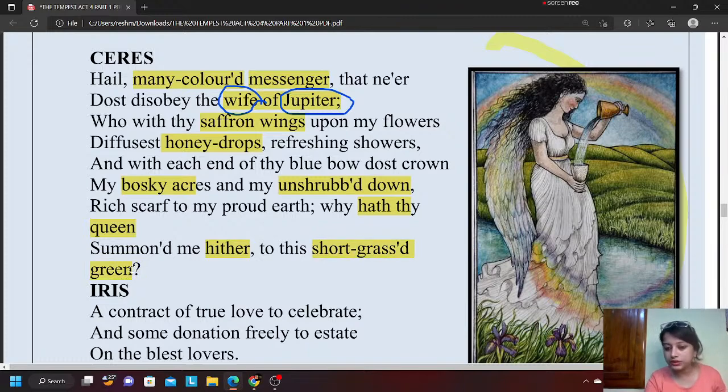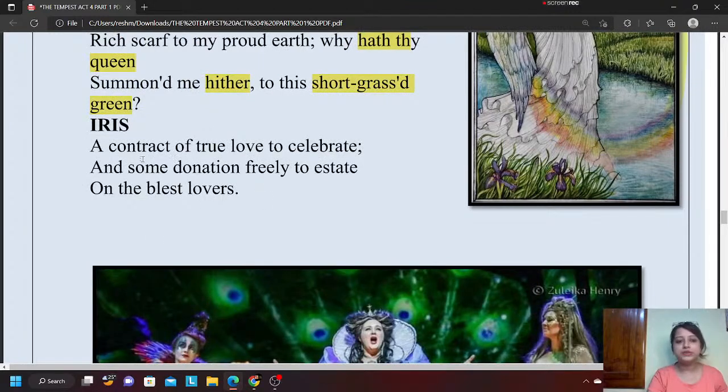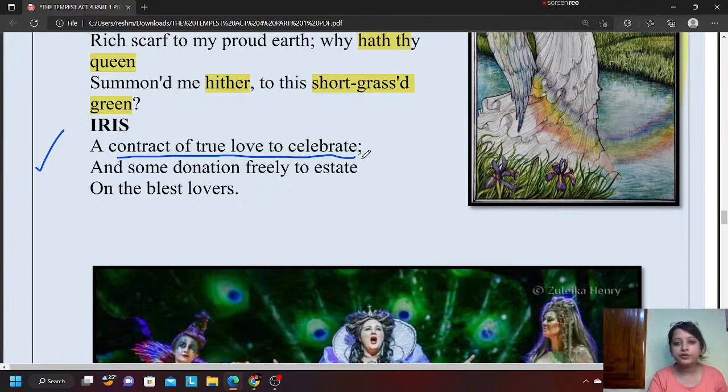Why are they called marriages? A contract of true love to celebrate. Very, very important. So we are going to celebrate. We are going to bless a new couple, and some donation freely to estate on the blessed lovers. So we are going to bless them with something that we own.